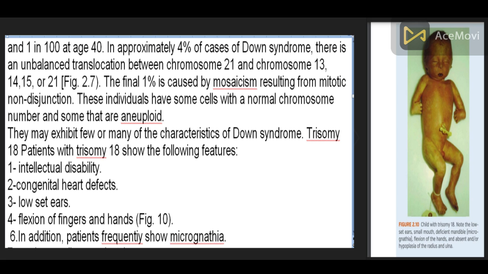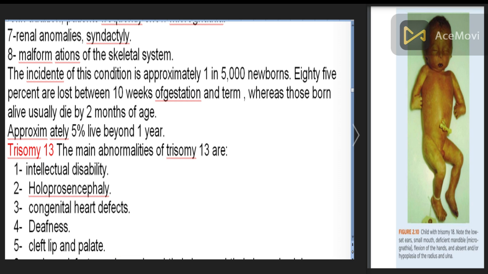Trisomy 18. Patients with trisomy 18 show the following features: 1. Intellectual disability. 2. Congenital heart defects. 3. Low-set ears. 4. Flexion of fingers and hands, Fig 10. 6. In addition, patients frequently show micrognathia. 7. Renal anomalies, syndactyly. 8. Malformations of the skeletal system.